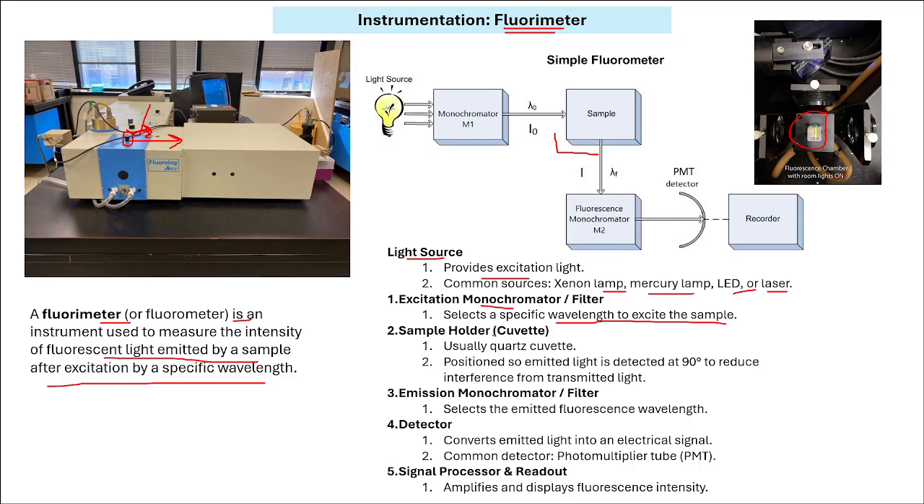Now the sample holder, which is usually a quartz cuvette, is positioned so that emitted light is detected at 90 degrees to reduce interference from transmitted light. Now this is a star point. Always remember.